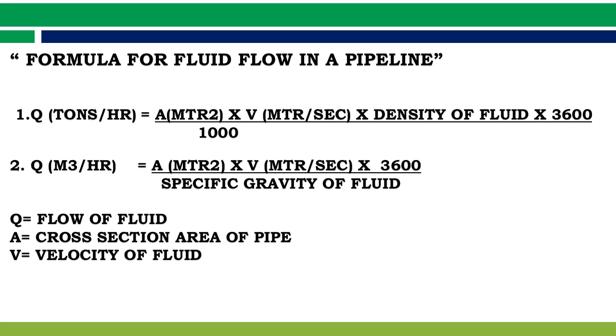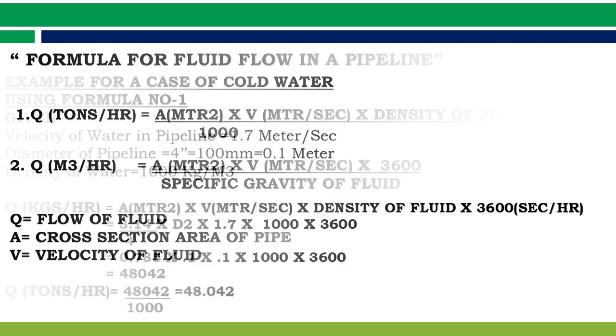Tons per hour equals A, the cross section area of the pipe in meter square, into V, the velocity in meter per second, into the density of the fluid, into 3600, divided by 1000. Q, the flow of fluid in cubic meter per hour, is equal to A, the cross section area in meter square, into V, the velocity in meter per second, into 3600, divided by the specific gravity of the fluid. Q is the flow of fluid, A is the cross section area of the pipeline, V is the velocity of the fluid.